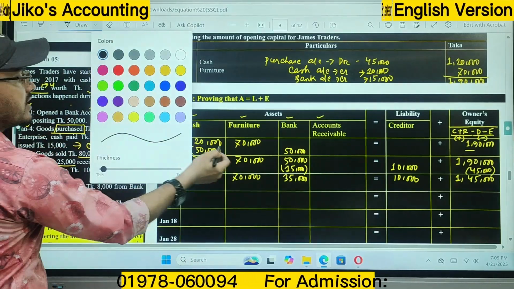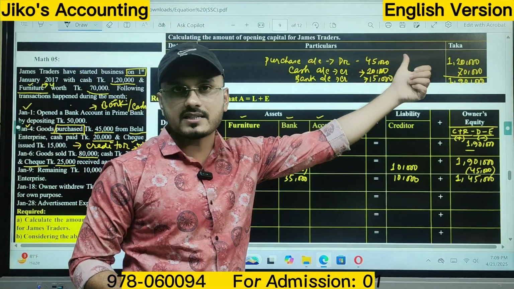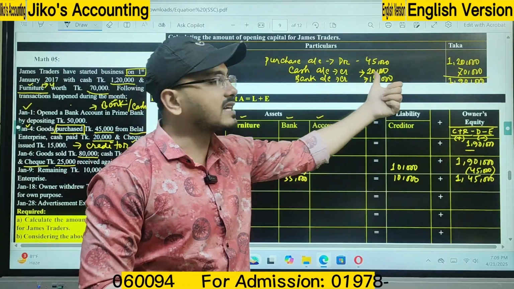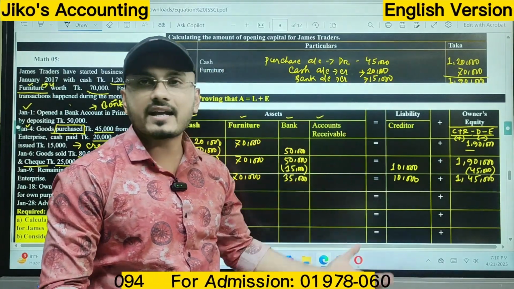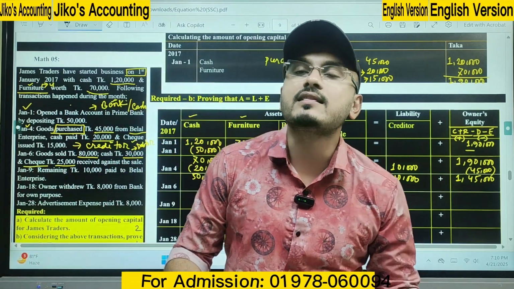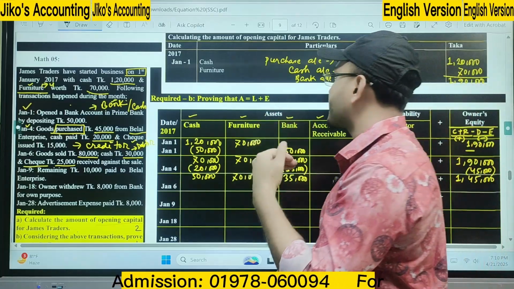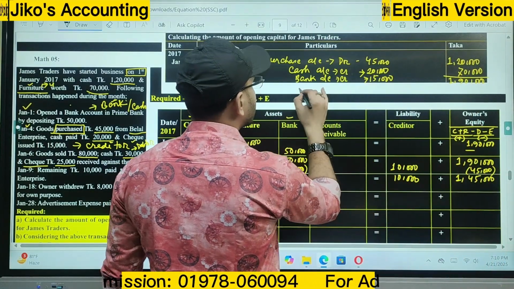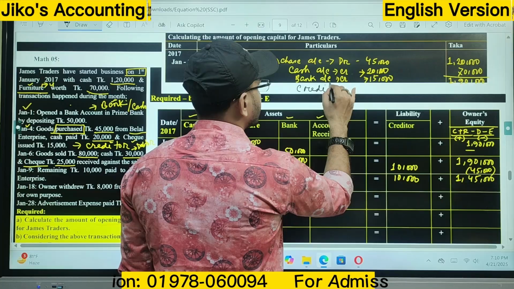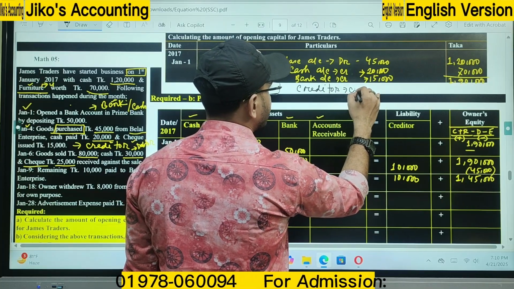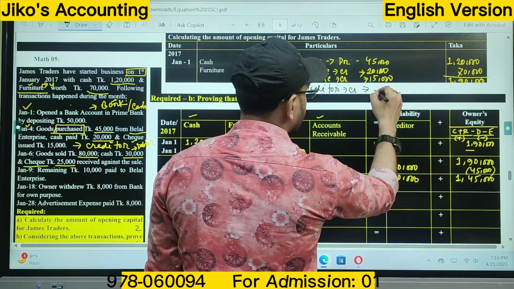I have already purchased goods for 45,000 taka, but I have paid 20,000 cash and 15,000 from bank. How about remaining 10,000 taka? That means I haven't yet paid. The person to whom I have to pay, he is considered as my creditor. So there would be another name, creditor account, credit. What is the amount here? So creditor amount is 10,000.